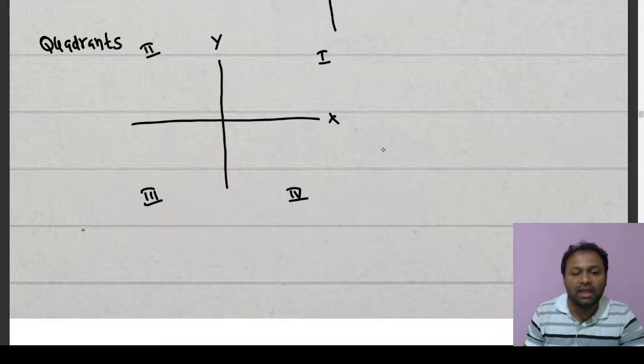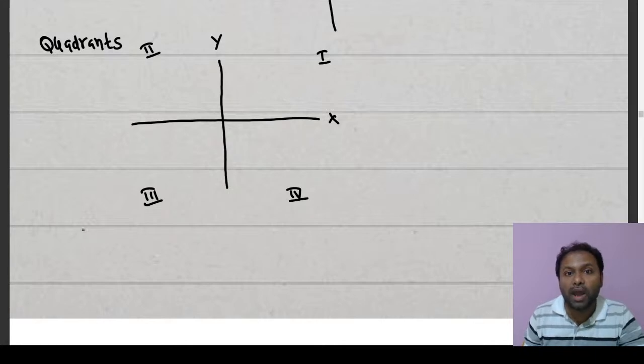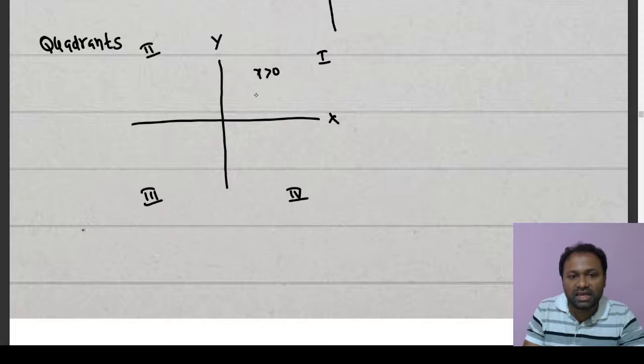Okay, so in this first quadrant, what the form of the point will be, means in this the value of x is greater than 0 and the value of y is greater than 0. Okay, that means the point will be in the form of ordered pair x comma y. In second quadrant, the point will be in the form of minus x comma y.